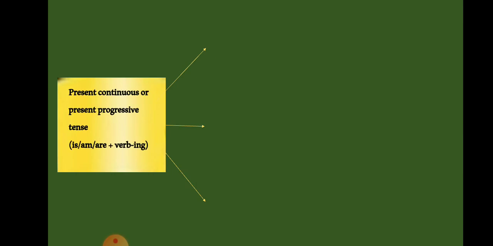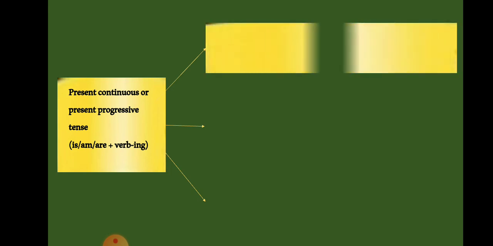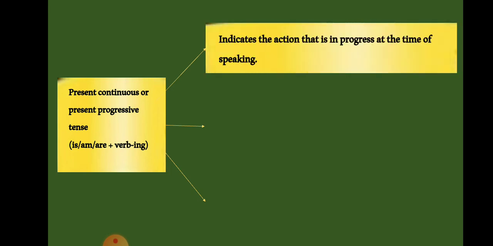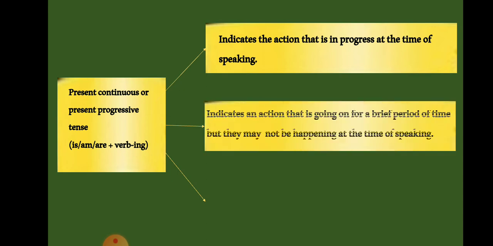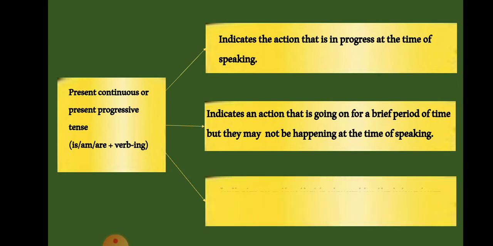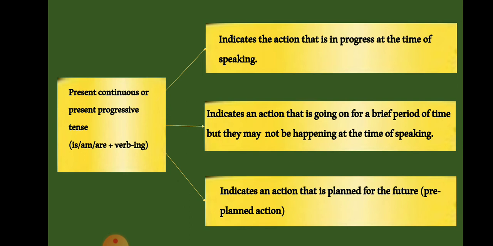Next we have present continuous or present progressive tense. It is used to indicate the action that is in progress at the time of speaking. It also indicates an action that is going on for a brief period of time, but may not be happening at the time of speaking. And it indicates an action that is planned for the future, that is, a pre-planned action.